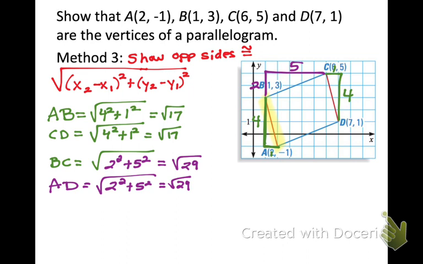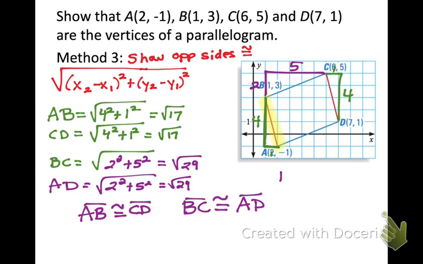So, is it true that AB is congruent to CD? Is AB congruent to CD? Yes. Is BC congruent to AD? Yes. So give me an if-then statement. If what? If opposite sides congruent, then parallelogram.